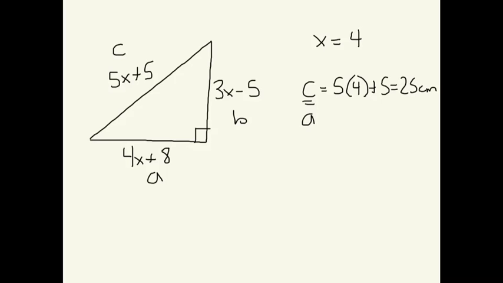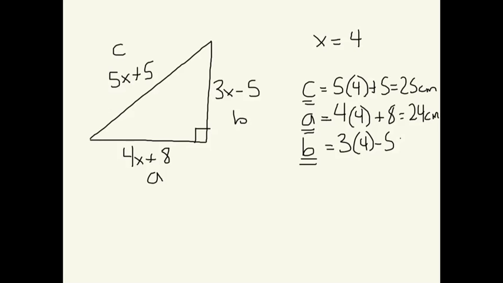Let's look at a. Okay, so that's going to be 4 times 4 plus 8, which is equal to 24 centimeters. And last, you have side b, which is going to be 3 times 4 minus 5, which is going to be 7 centimeters.